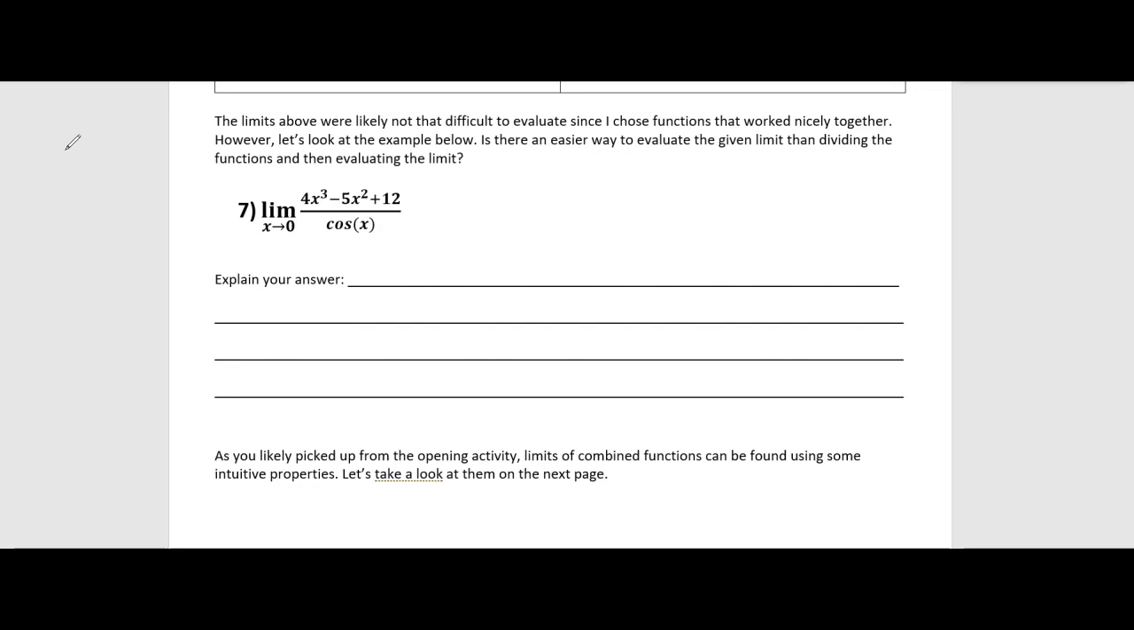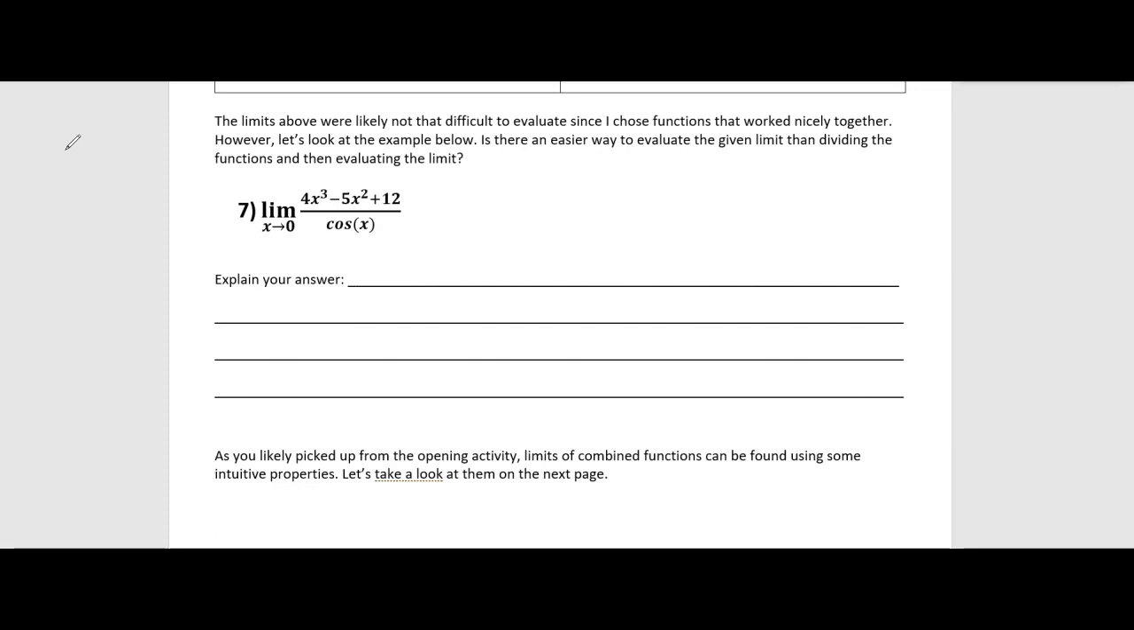Okay, so maybe you've attempted this several ways. If you were to divide these functions, well, it's not really clear what you would do, right? Because there's no cosine factor in the numerator, and we can't divide 4x cubed by cosine of x. So that's not really going to work, right? And hopefully there's another way to do it.